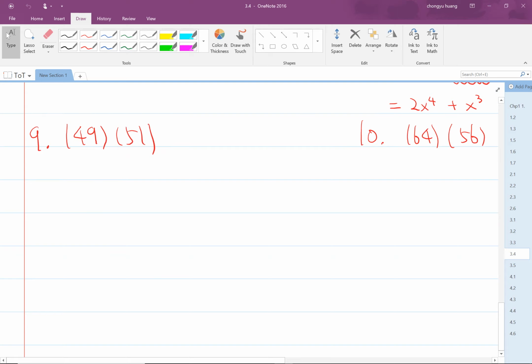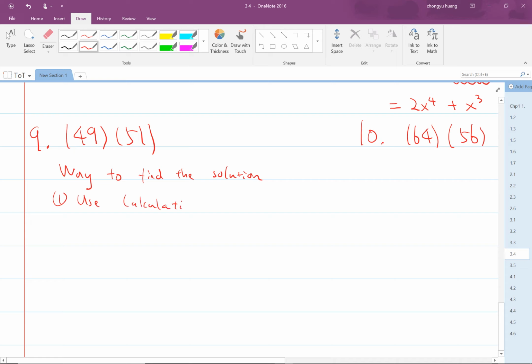For question 9, what you can see is we have 49 multiplied by 51. Maybe the first thing you think is, I may just use the calculator. Or if I do all the calculations by myself by hand, it's going to take some time. So let me write it down. You may be thinking about using a calculator, right?